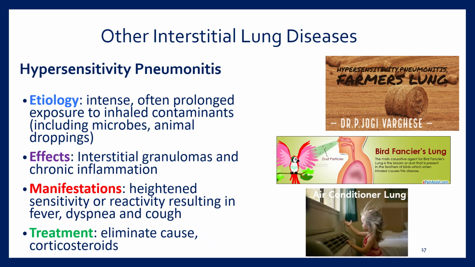Histology takeaway is you think patchy interstitial inflammation and small granulomas. Not as well formed as sarcoidosis. Distribution tends to center around the bronchioles.